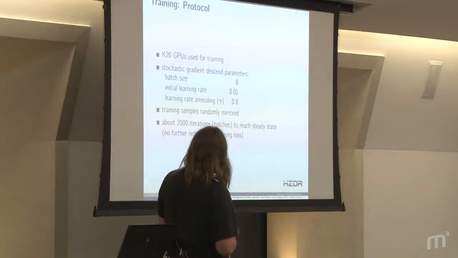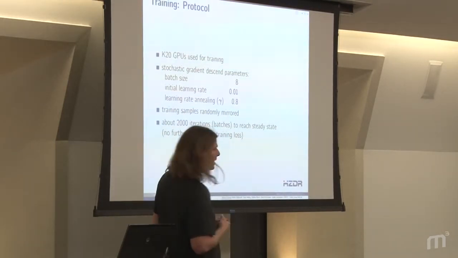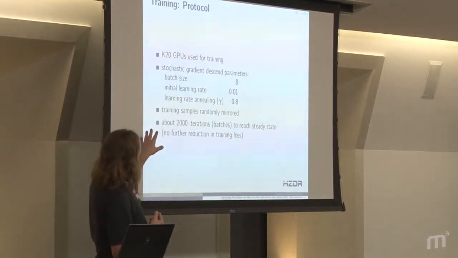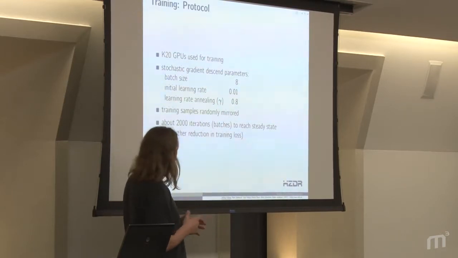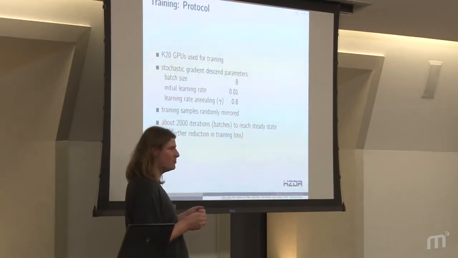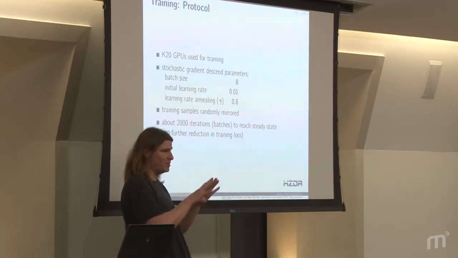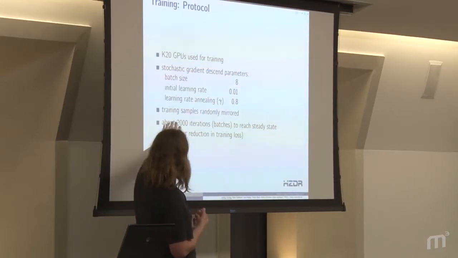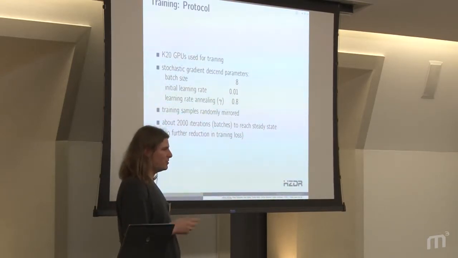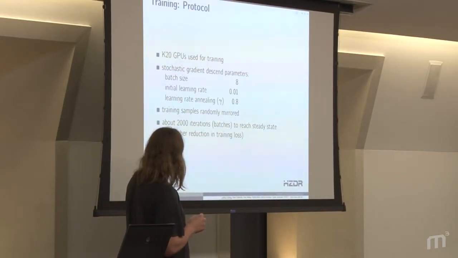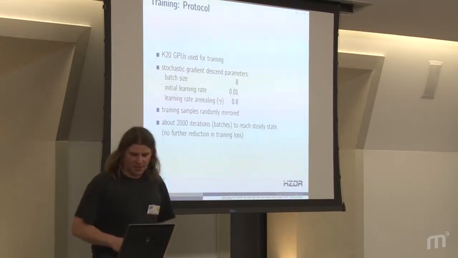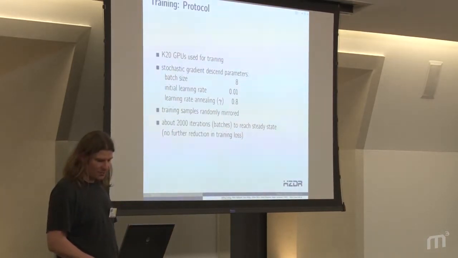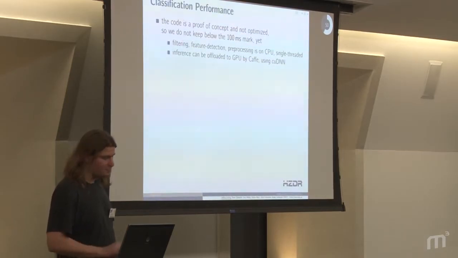A bit of technical details. We use some K20 GPUs for training, the training parameters, and we don't do much data augmentation here. We do have data augmentation implicitly in our data set because it's noisy. We let Caffe randomly mirror the images, so we do get a bit of a field of perspective in the network. And training takes like 2,000 iterations. It's a small training set, so that's fine. We will look at the loss at the very end of the talk, actually.